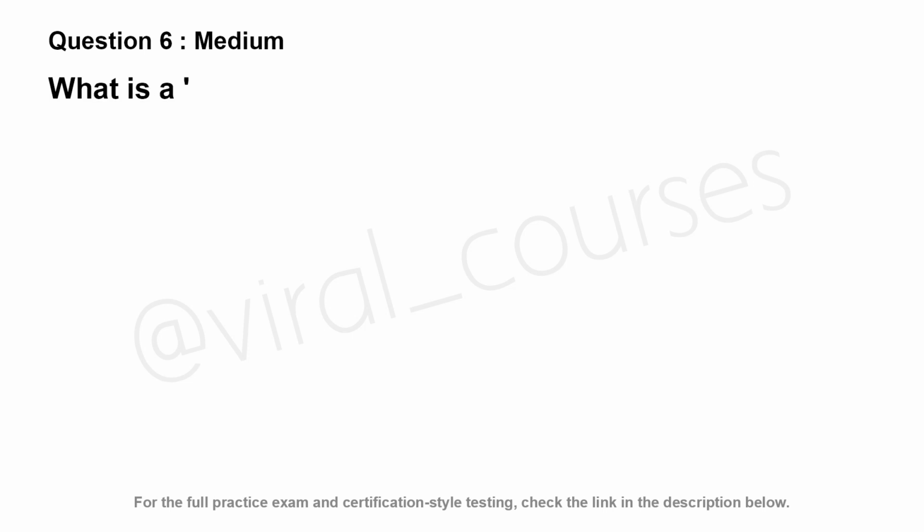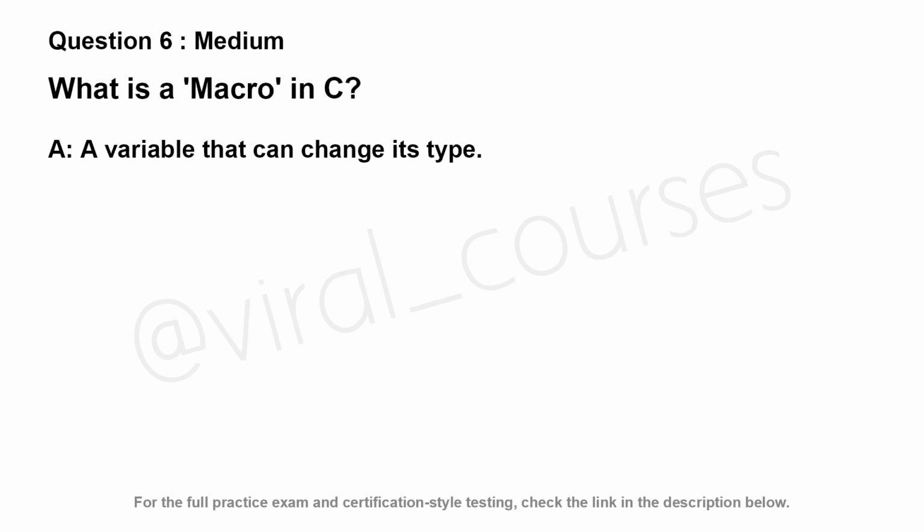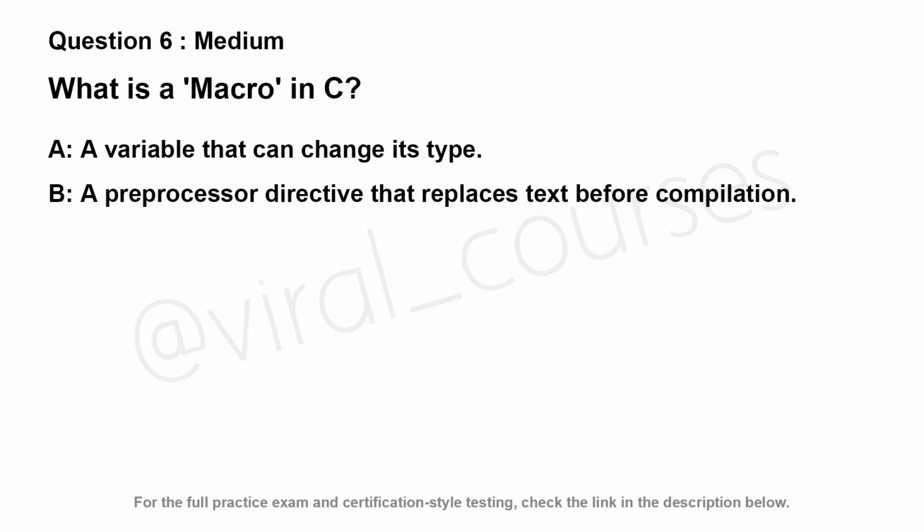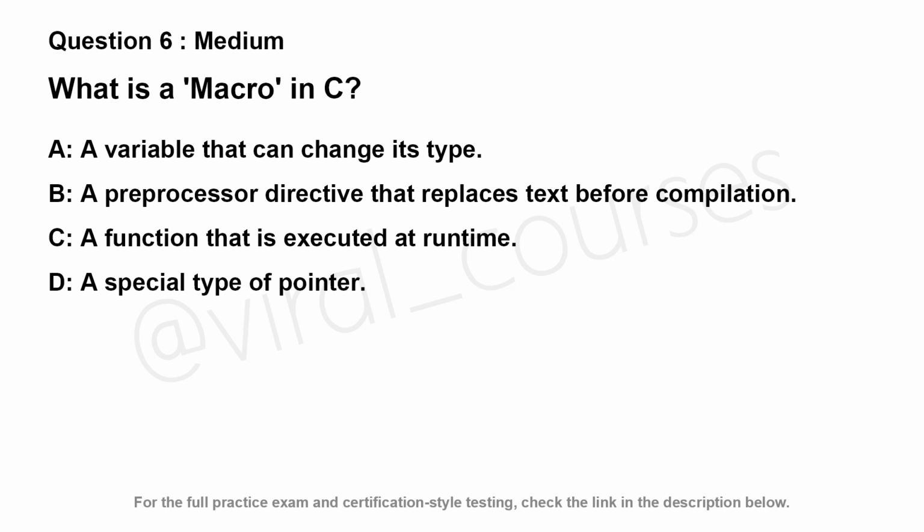What is a macro in C? Option A. A variable that can change its type. Option B. A preprocessor directive that replaces text before compilation. Option C. A function that is executed at runtime. Option D. A special type of pointer.